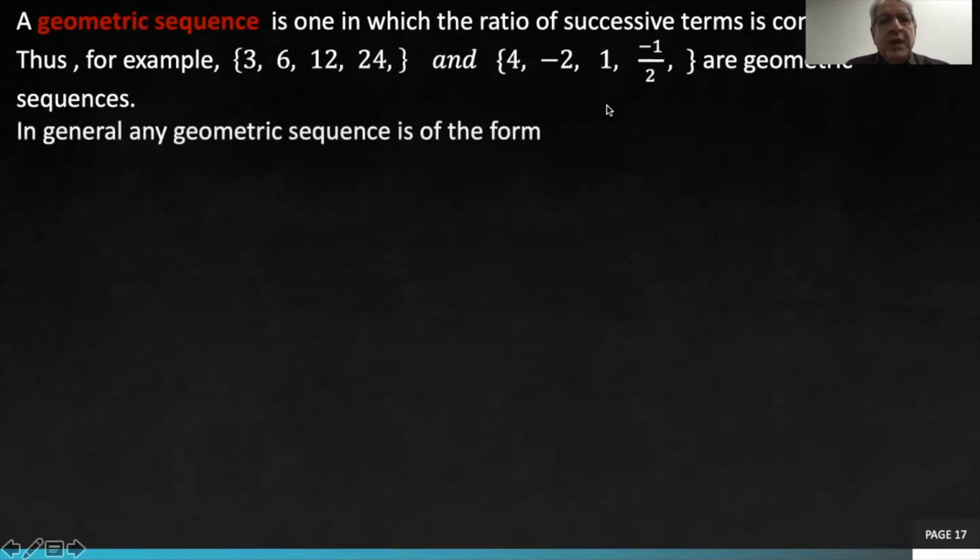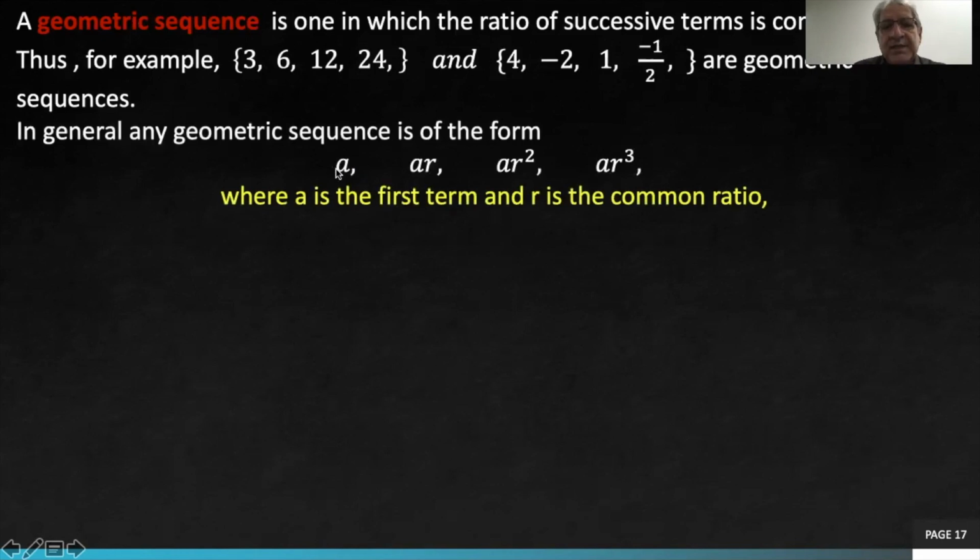Now, in general, a geometric sequence looks like this. If you have a first term A, and then this is A times R, therefore you are multiplying by R, and then you are again multiplying by R, you are getting R squared. If you are multiplying this by R, you are going to get R to the power of 3. Therefore, A is the first term, and the R is called the common ratio.